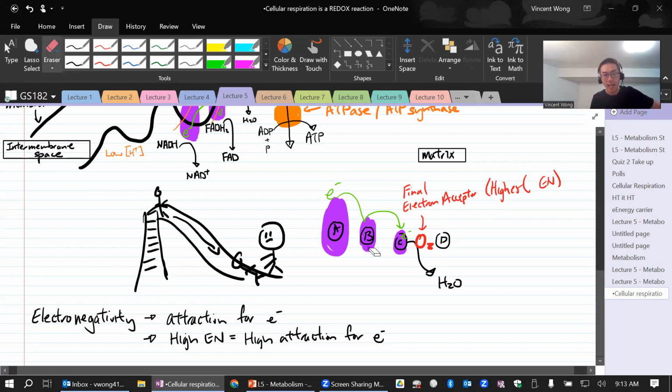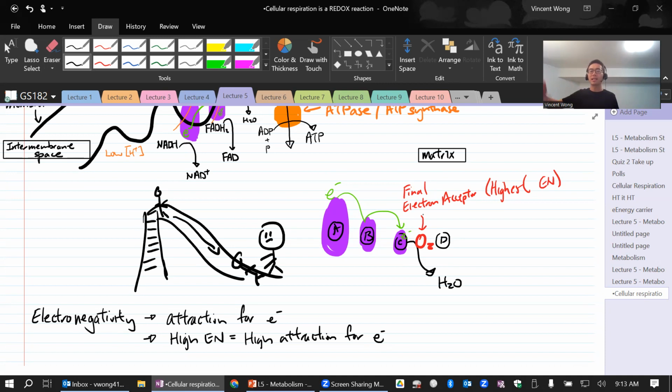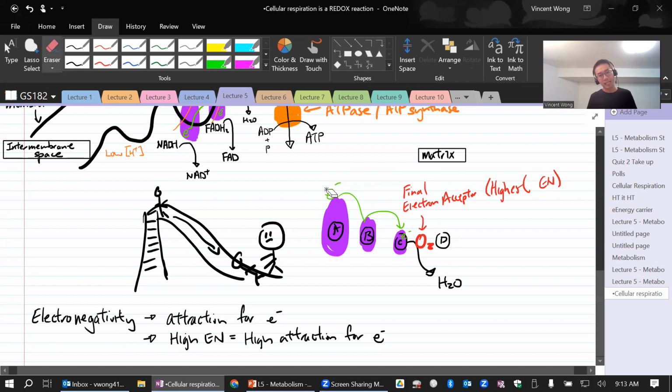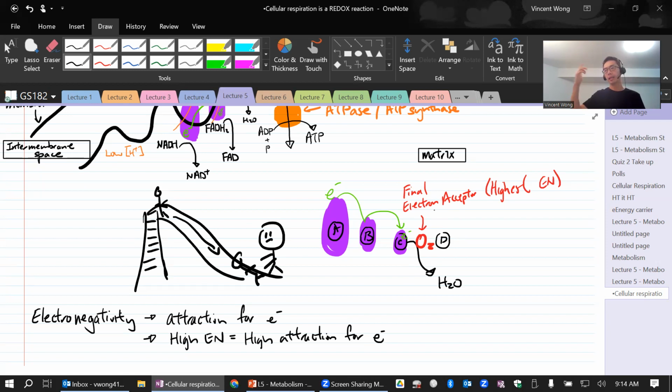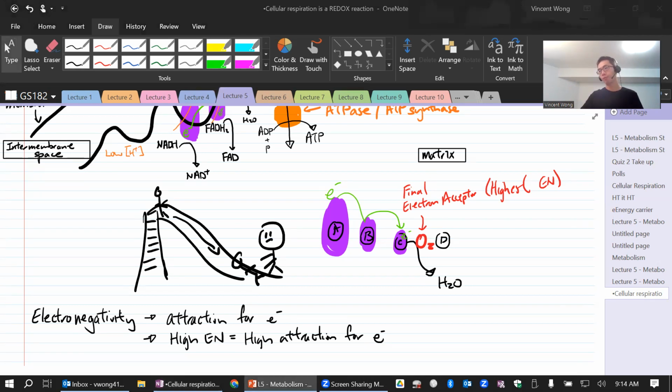So B has higher attraction for electron than A, C has higher attraction than B, and then oxygen has higher attraction than C. Think of it as a series of magnets that are increasing in strength, right? So as soon as you put like a little metal ball here, it gets sucked to the next one. It gets sucked to the next one, and then ultimately it gets picked up by oxygen. Okay, so keep this in mind, because we are gonna come back to it in a few slides. But that's pretty much it for the time being.